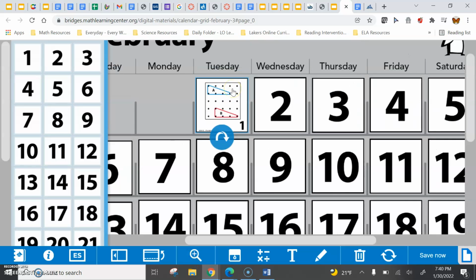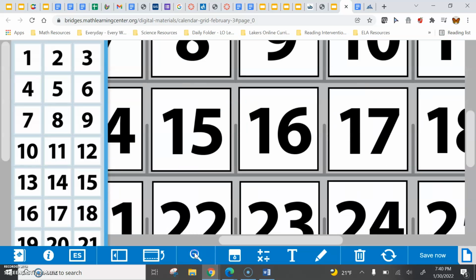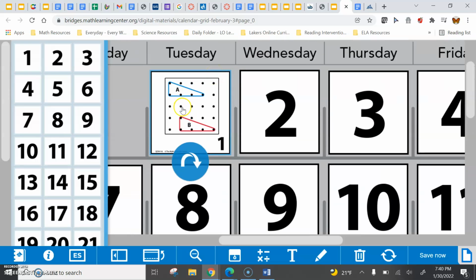Wow. Okay. We have two shapes. Shape A and shape B. How many sides do we have on shape A? Let's count. It's a triangle. So we have 1, 2, 3 sides. We have 1, 2, 3, 4 little dots in shape A on the bottom. On shape B, we have 1, 2, 3 sides with 1, 2, 3, 4 dots on the bottom.